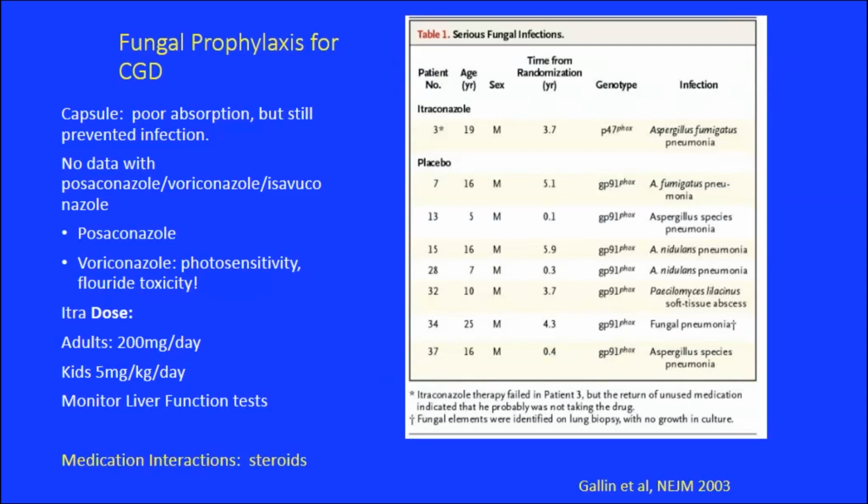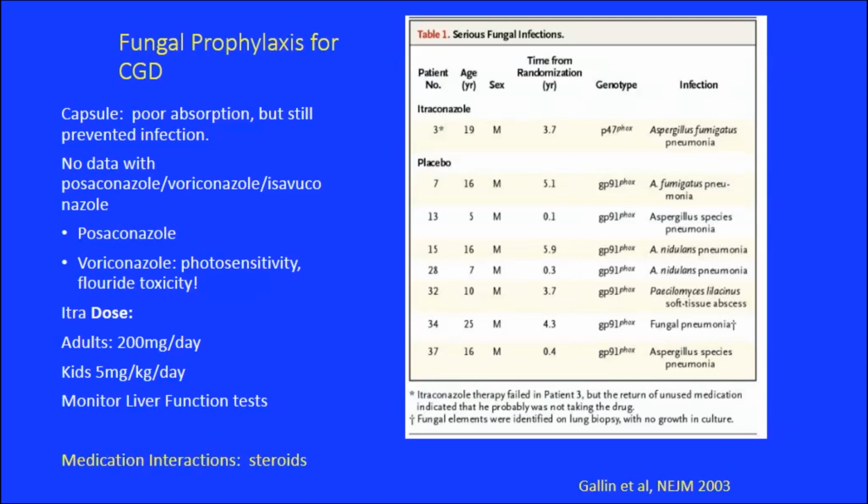I was a fellow at the time, so this was a big deal. We did this for Journal Club. This is before I worked at NIH, but the study was out of NIH. What they did is they took individuals with chronic granulomatous disease, and they did a couple of years on itraconazole for prophylaxis against molds, and then a placebo. So a year on this and a year of placebo.